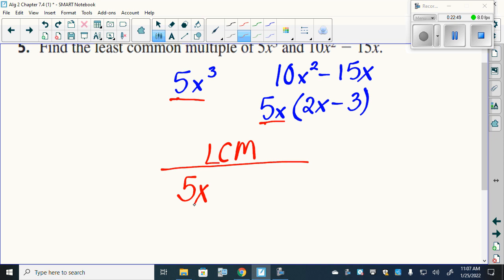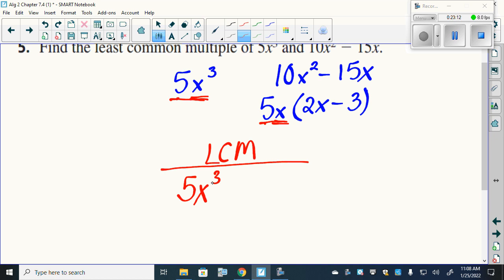Now we'd also need an x. Well, how many x's do we have here? How many do we have here? 1. So how many do I need for them to be the same? 3. Because if this one has 3, both of them need to have at least 3. Because we need these to be the same.